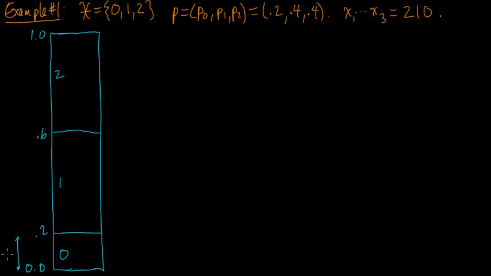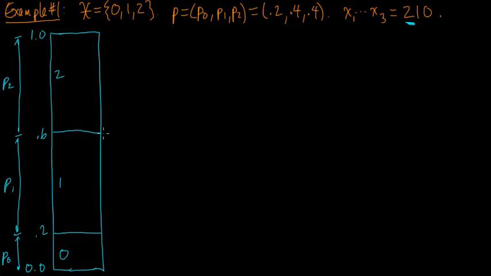And the height of the 0 chunk is, of course, P0. That's how we chose it. The height of the 1 chunk is P1, and the height of the 2 chunk is P2. Now the first symbol in our sequence to be encoded is a 2. So we're going to focus down on this 2 chunk.